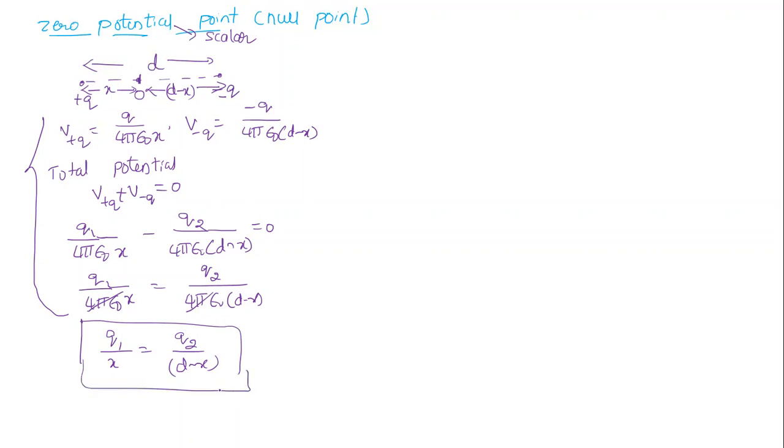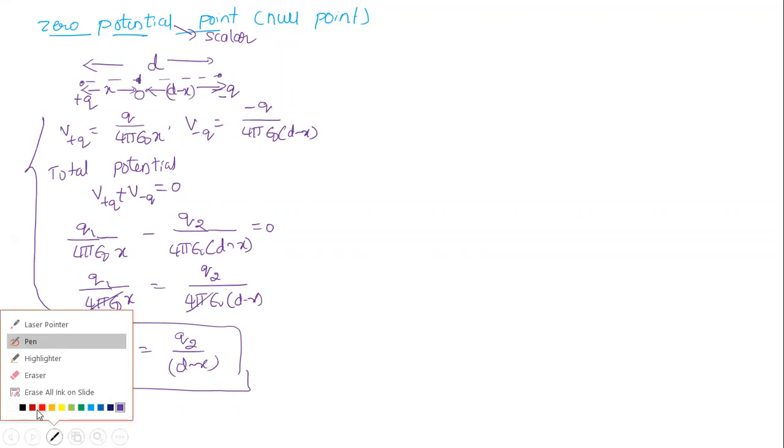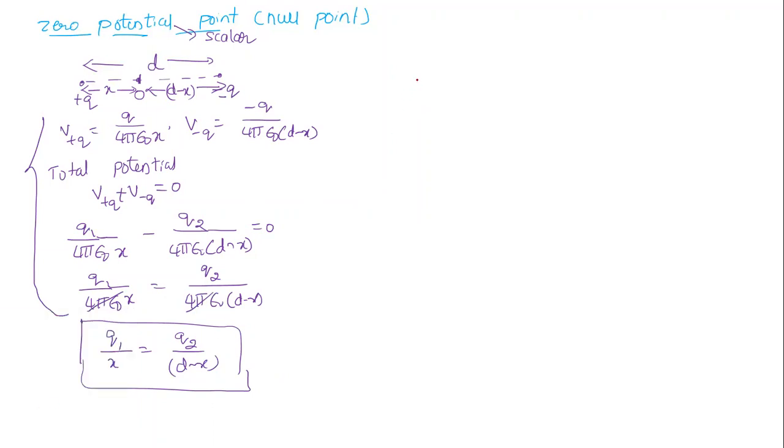Sir, what if the point is outside? It is in between you have taken, right? Let us take one point which is outside now. So here I'll take plus Q charge, and here I'll take minus Q charge. And again, these two are separated by some distance, let us say D now. Somewhere I'm going to take the null point somewhere here. This is the distance we take now. Can we take X or Y? Which one you want now?